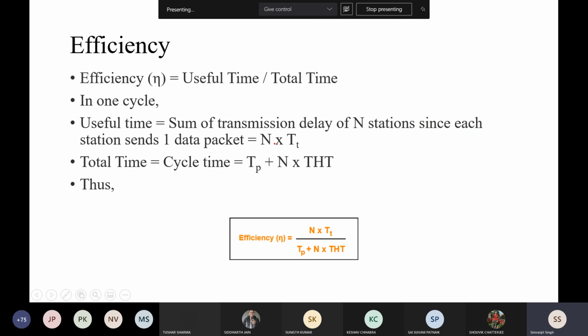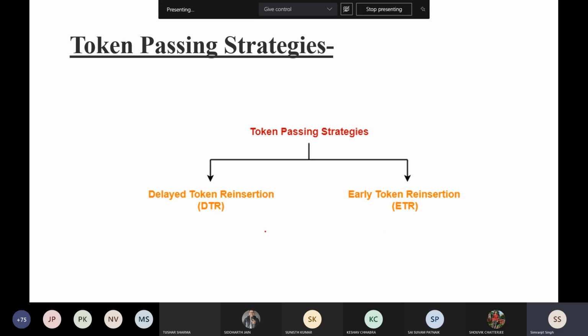Now there are two strategies here. If you see the efficiency, it is the same formula that is derived here. There are two token passing strategies. The first strategy is called delayed token reinsertion, and the second strategy is called early token reinsertion. Based on the technique, your token holding time will differ. The token holding time for DTR is different from the token holding time for ETR. So we try to find out what the time will be here.